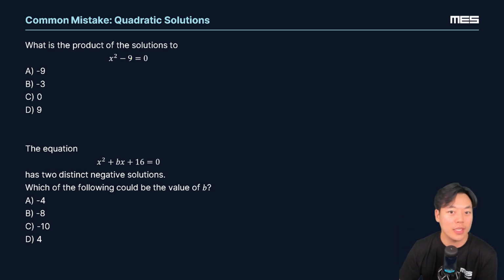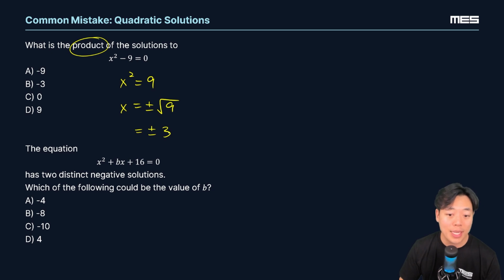What is the product of the solutions to this? So let's solve for the solutions first. Well, x squared is equal to positive 9. So when we take the square root of both sides, don't forget, it's the positive or negative square root of 9. So I have positive or negative 3. Product means multiply. So if we multiply a positive 3 times a negative 3, we get a negative 9, and that's our answer.